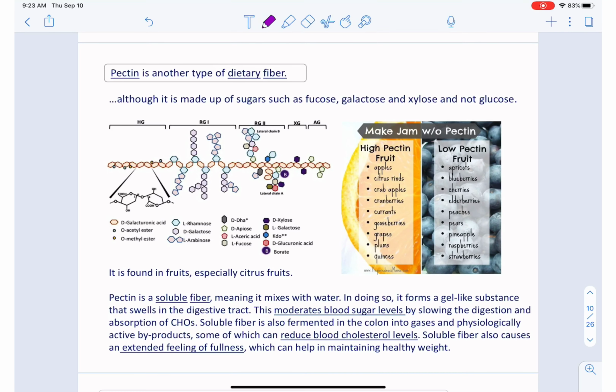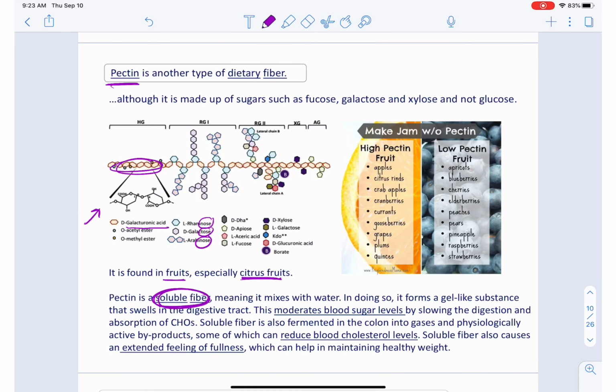The other type of fiber is called soluble fiber, and pectin is an example of that. This is the structure of pectin. It's a little more complicated. You have this galacturonic acid backbone, and then you have all these different sugars that come off of that. You can find pectin in fruits, especially citrus fruits. But anyways, pectin is a soluble fiber.